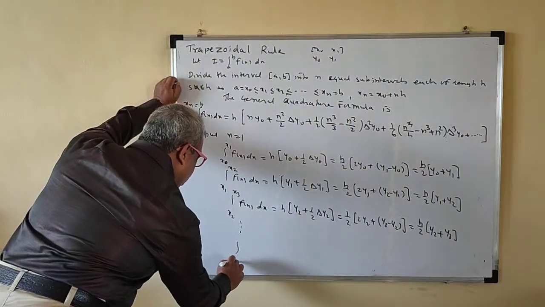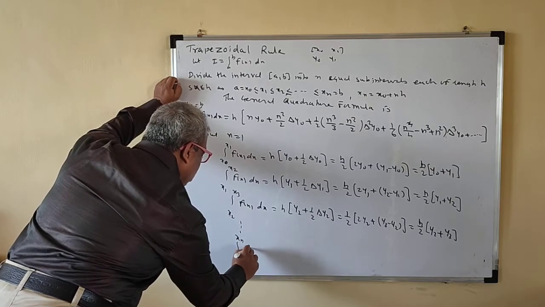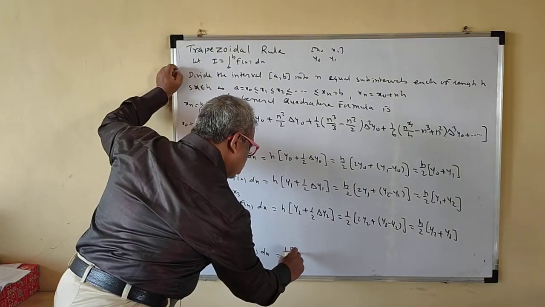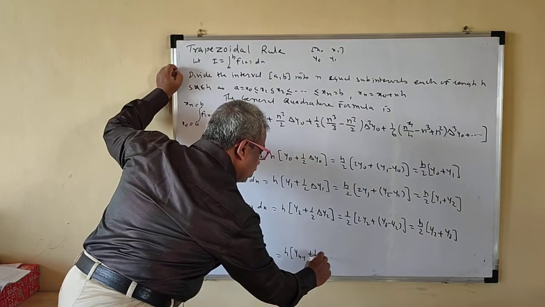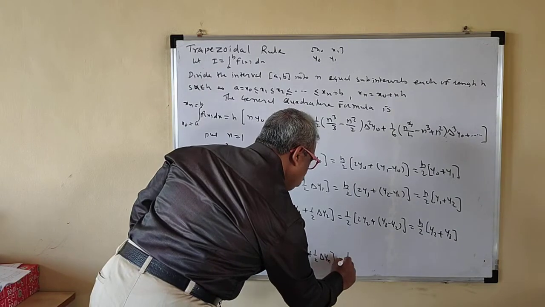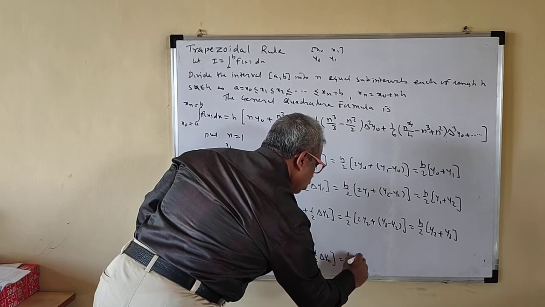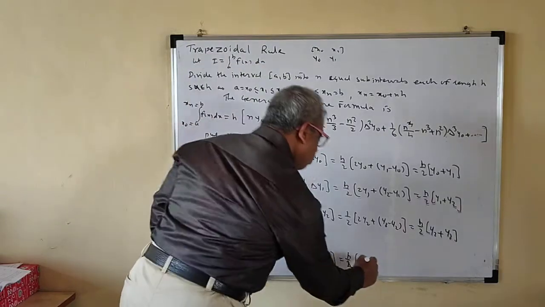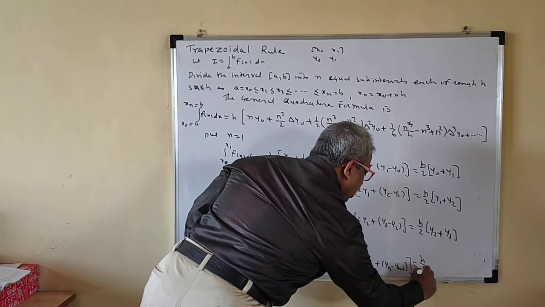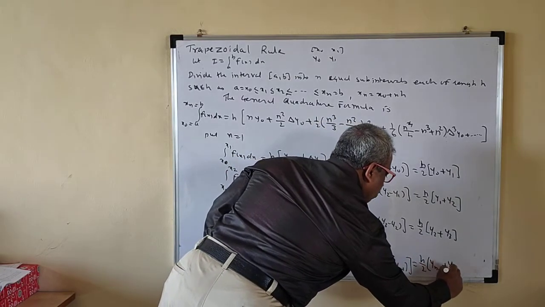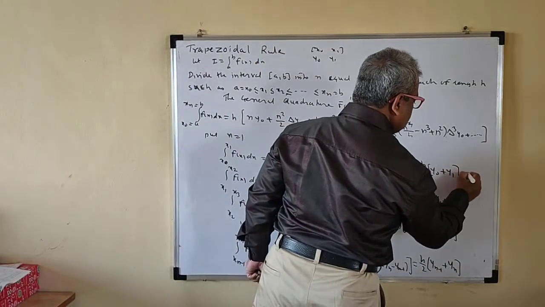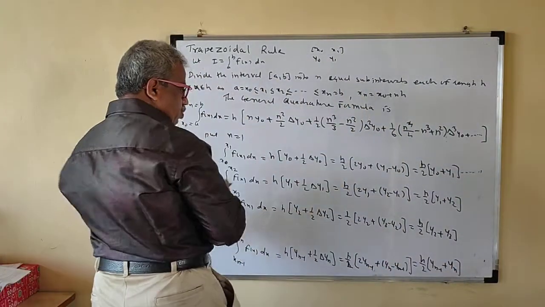I will do this for xn minus 1 to xn of f of x dx, which is equal to h times yn minus 1 plus 1 half delta yn minus 1. Same thing here, I will take h by 2 common. So then this is twice yn minus 1 plus delta yn minus 1, so this is h by 2 times yn minus 1 plus yn. Okay, so I will take this as a 1. No need to write this.